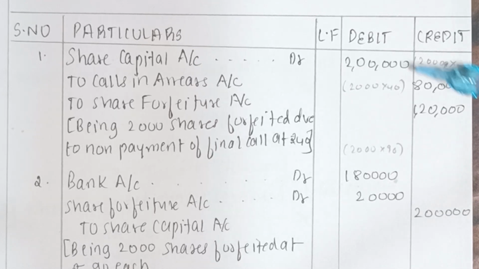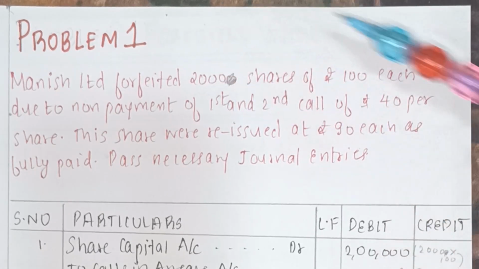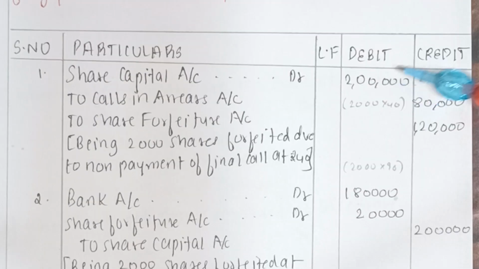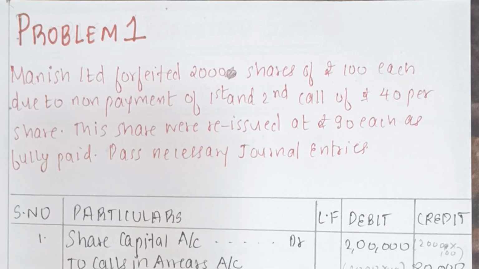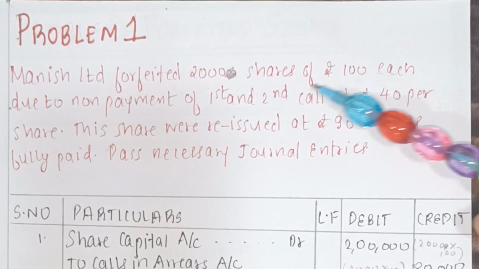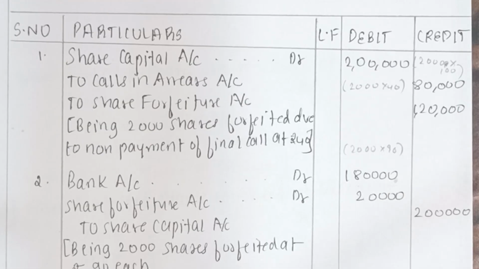I'll repeat again, starting with share capital. How did I get this? Forfeited shares were 2,000 multiplied by 100, 2 lakhs. Then come to calls in arrears. How many shares did we not receive? 2,000 shares. And the rate is how much? 40. 2,000 into 40 will give you 80,000. So 2 lakhs minus 80,000, that is debit minus credit, will be 1,20,000. And the narration is: 2,000 shares forfeited due to non-payment of final call at rupees 40.